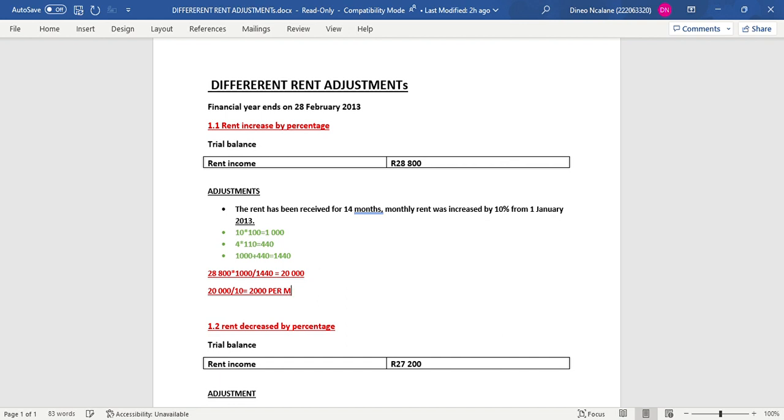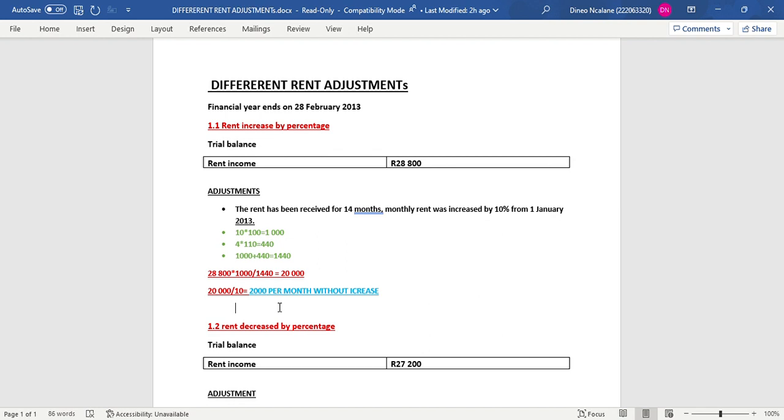Per month without increase. Okay, let's highlight this with other color so that it will be more clear. Let's use this blue. Okay, we are not done yet. Let's continue.